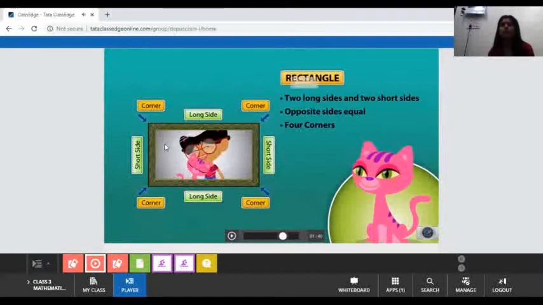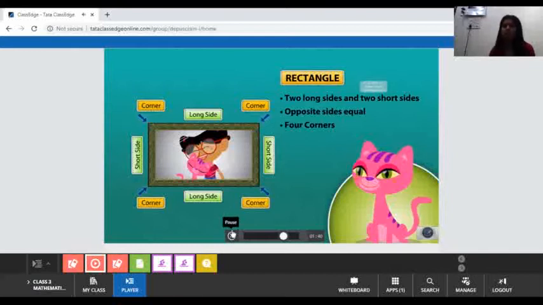So children, this is a rectangle. It has got 2 long sides, this one, and 2 short sides. The opposite sides of a rectangle are equal. This means this side and this side will be equal, and this side and this side will be equal. And how many corners it has got? 1, 2, 3 and 4. It has got 4 corners.